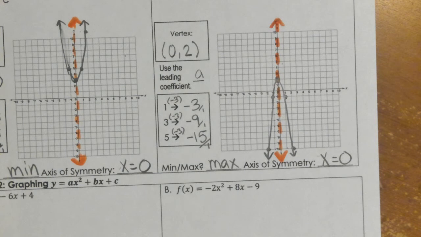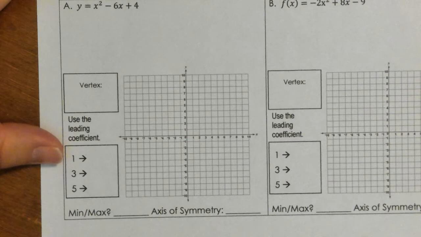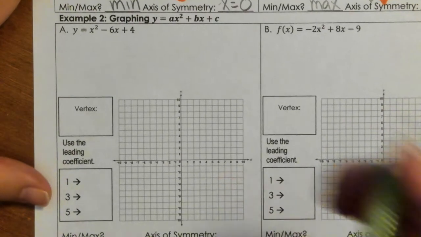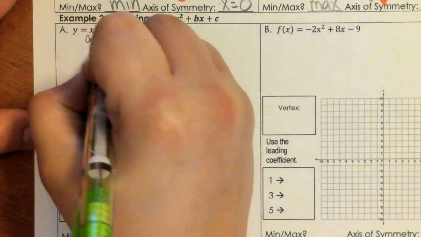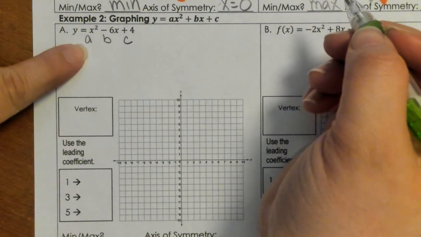Okay, moving on to example 2. Okay, so we have example 2a. So for example 2a, again, we're going to label our A, our B, and our C, and then our A in this case would be a 1.